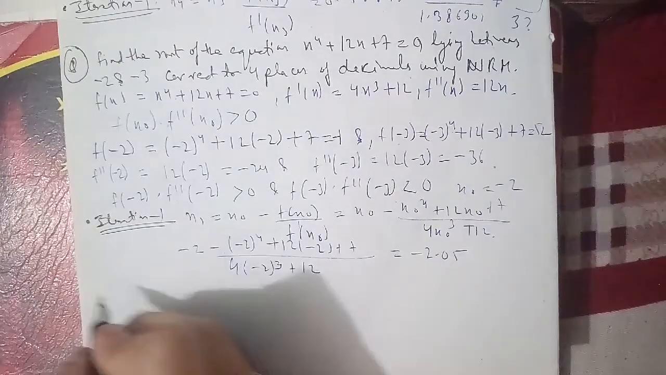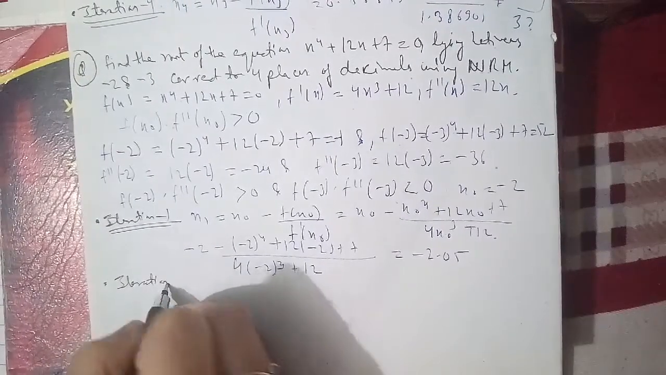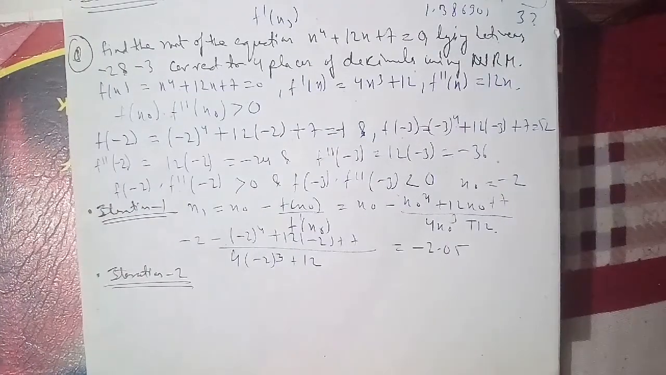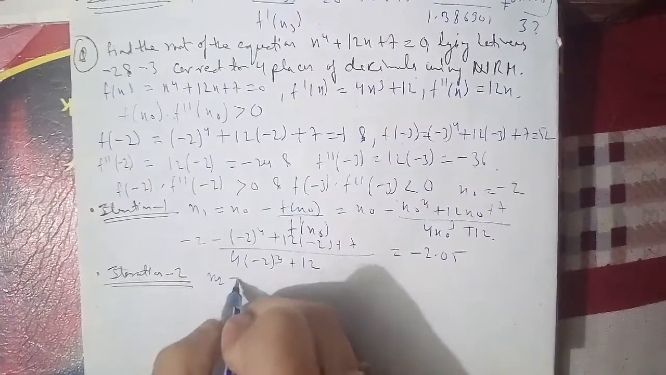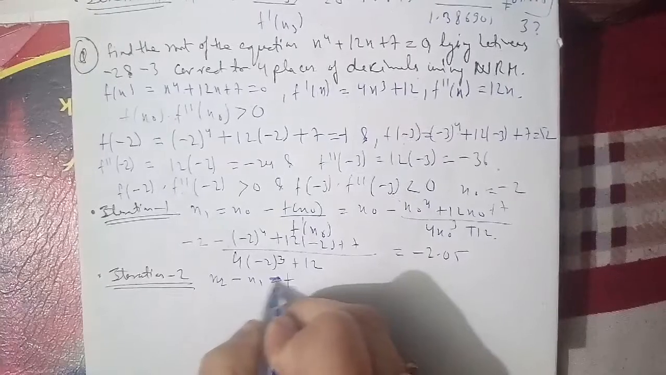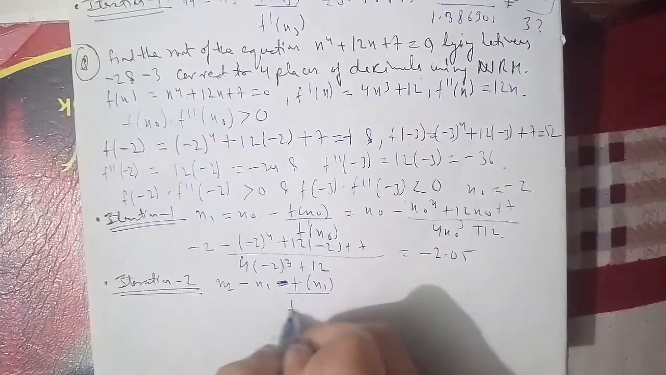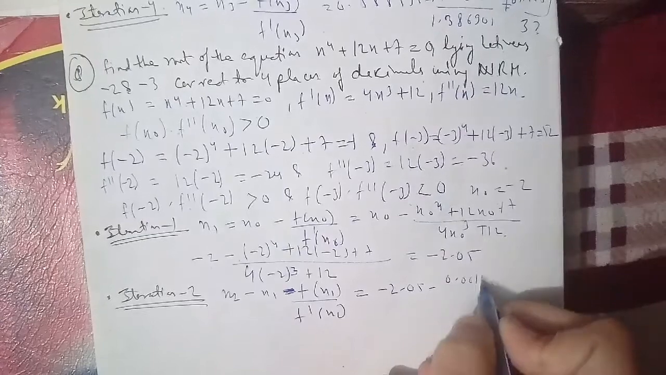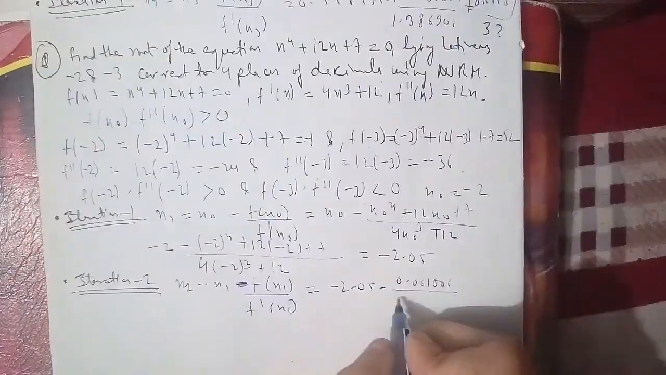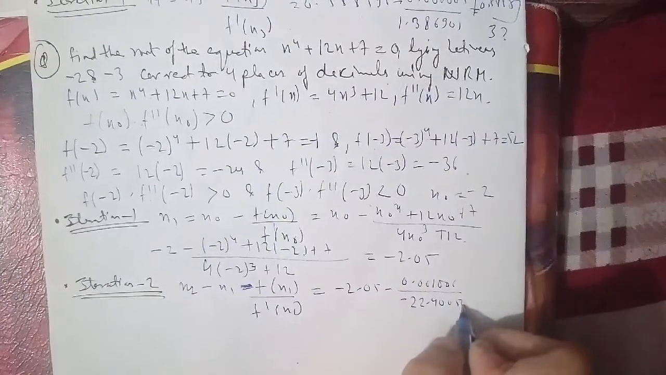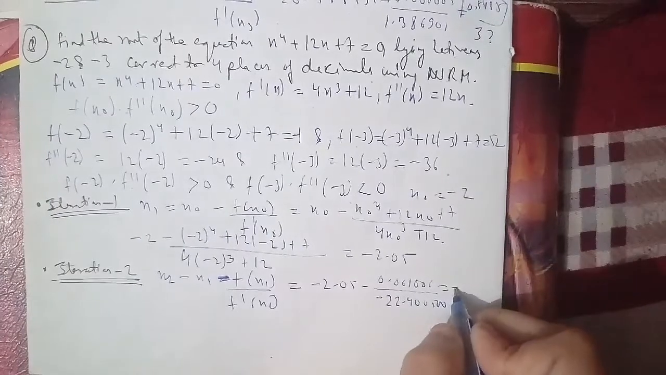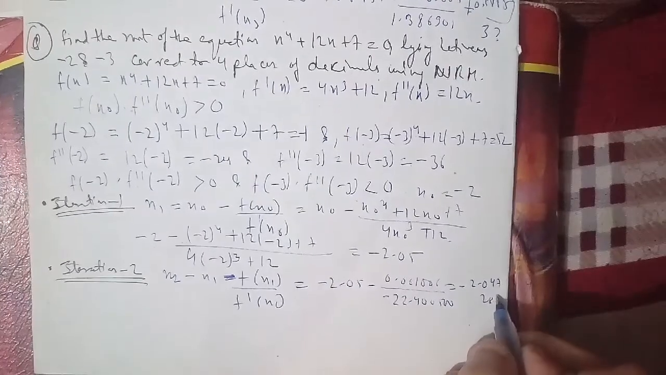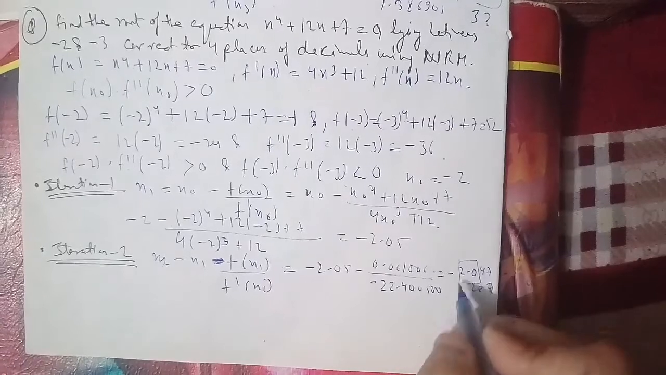For iteration 2, x2 = x1 - f(x1)/f'(x1) = -2.05 - (0.061006)/(-22.400500), which is equal to -2.047284.